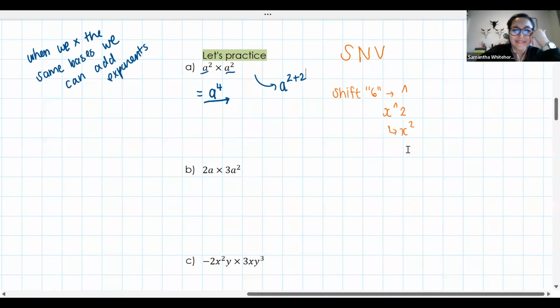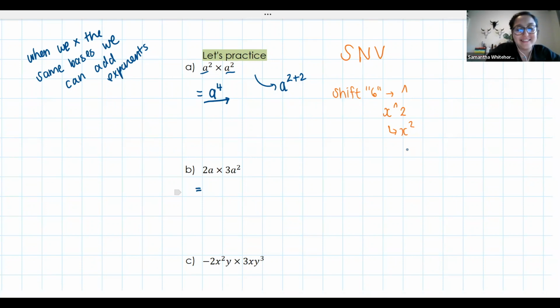Litesh, do you want to help me with B? Okay, B is going to be 2 times 3, then it's 6A cubed. Excellent, well done. A cubed is right.